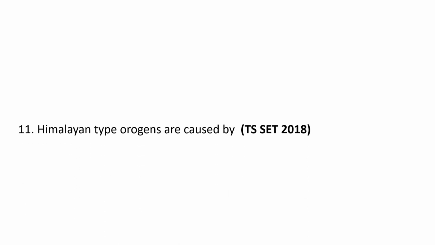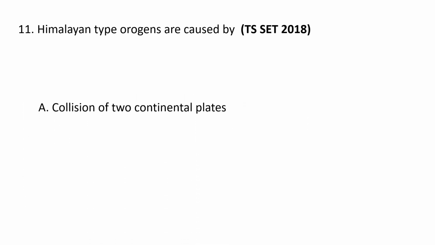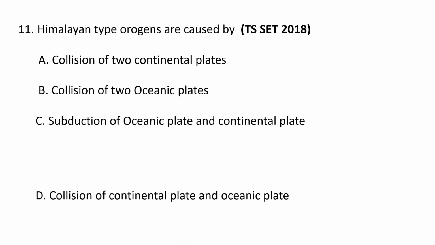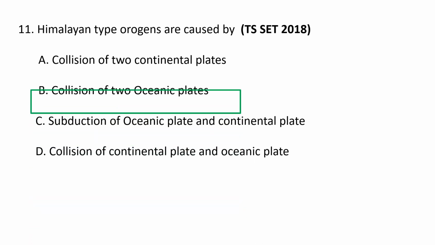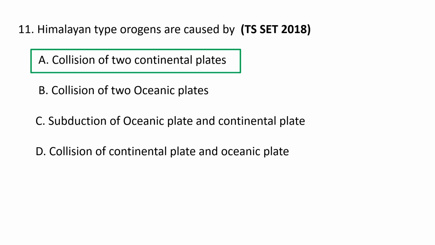Next question. Himalayan type erosions are caused by A. Collision of two continental plates. B. Collision of two oceanic plates. C. Subduction of oceanic plate and continental plate. D. Collision of continental plate and oceanic plate. So Himalayan type of erosions are caused by collision of two continental plates. Whereas when two oceanic plates collide, a subduction zone is created and it leads to the formation of chains of volcanic islands. These are also known as island arcs. And in the subduction of the oceanic plate and continental plate, the oceanic plate gets subducted under the continental plate to form a deep oceanic trench. So Himalayan type of erosions are caused by collision of two continental plates.